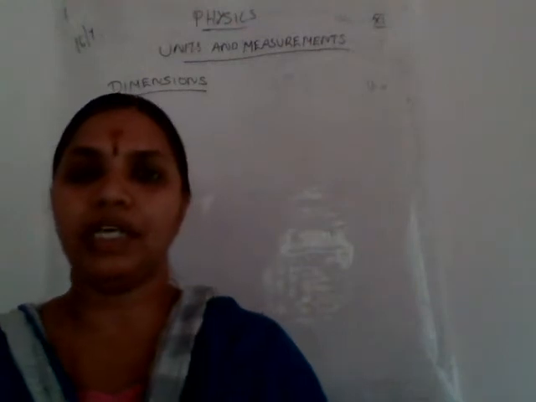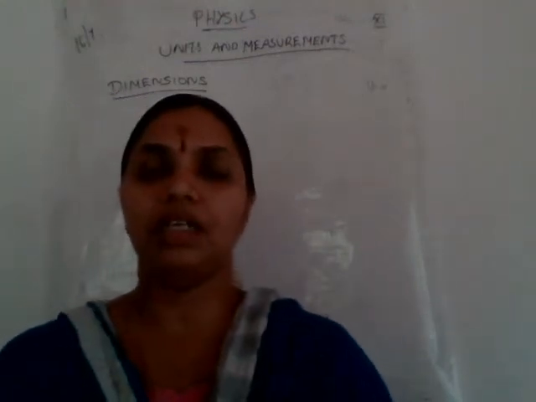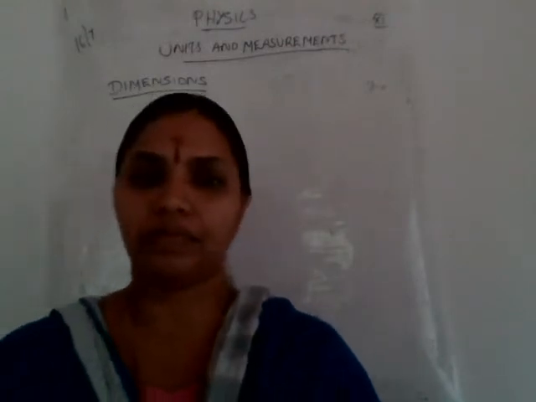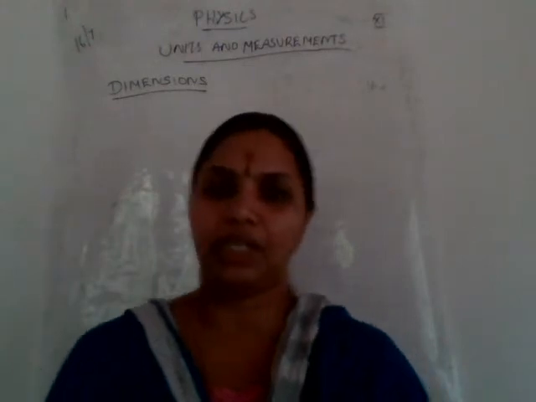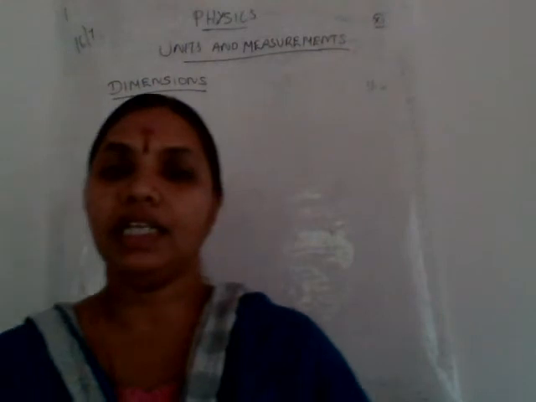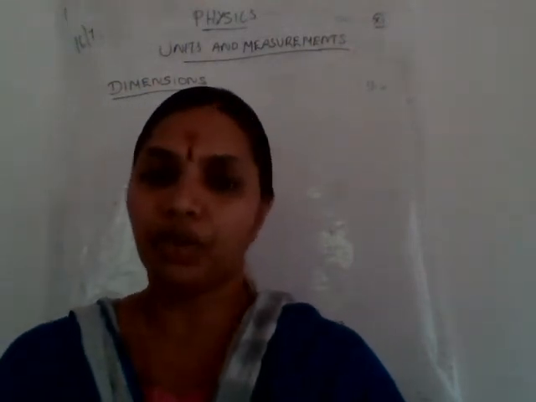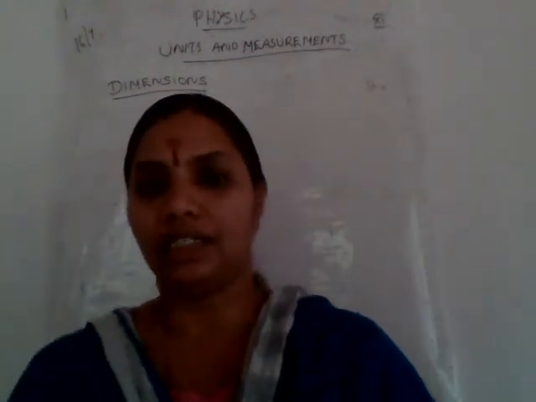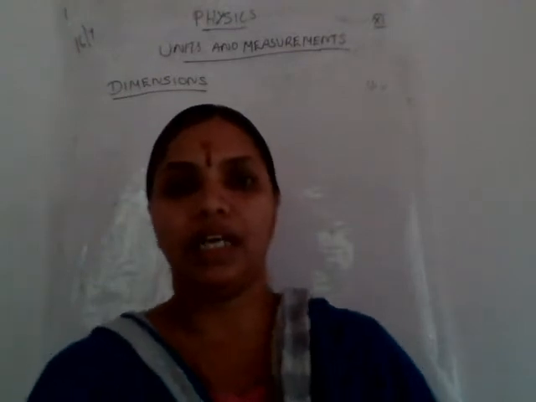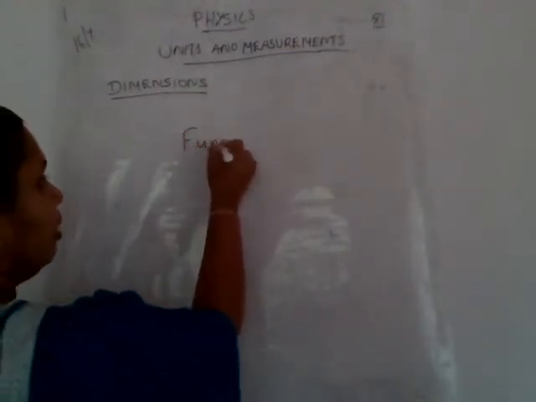Now we have to study about dimension. This is one of the important sessions in this chapter, and in whole physics we have to know about dimension. So what is dimension? Dimension is a representation. And what are we representing? We know physical quantities are classified into two. Which are they? They are fundamental and derived.